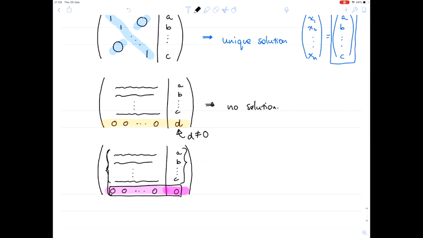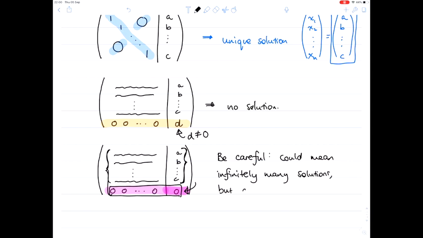On the other hand, if you have fewer equations than variables, and you get this row of zeros, then you're going to have infinitely many solutions. So you need to be a little careful here. This could mean, and it usually does, but could also be a unique solution.